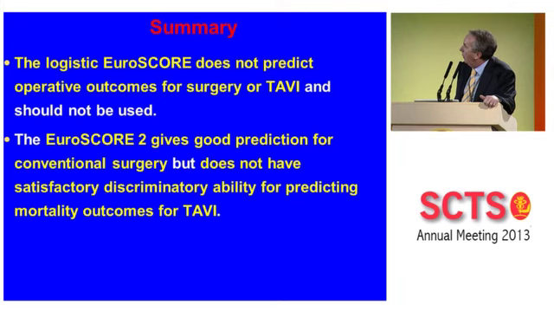And a final comment about the scores. Logistic Euroscore does not predict outcomes for surgery or TAVI. Euroscore 2 tends to give good prediction for conventional surgery, but still does not have a satisfactory discriminatory ability for predicting mortality outcomes for TAVI. So we're still struggling to look for appropriate scoring systems in this population.